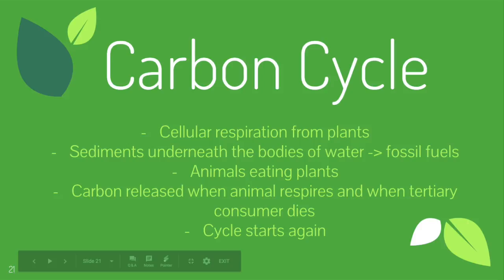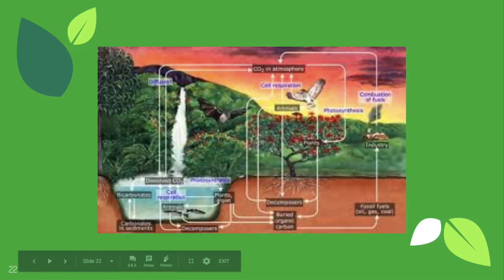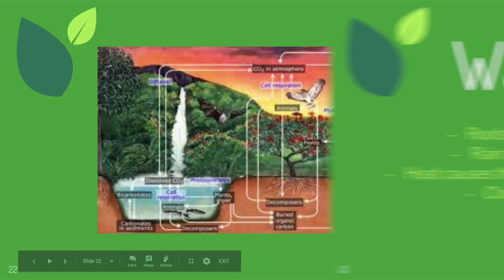From there, the carbon is passed from the primary consumer to the secondary consumer and finally ends at the tertiary consumer level. The carbon from this process is released when animals respire and when the tertiary consumer dies. From this point, the cycle begins again.